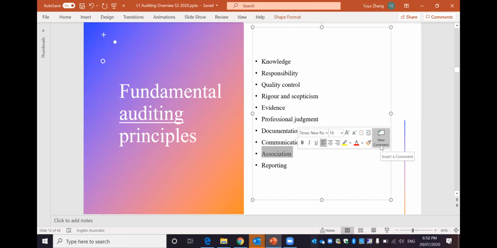Association. So everything should be linked together. The numbers, reports, people, auditor, clients, management. So a kind of association, kind of logical link with each other is important for auditors. We do need to get a very full picture of the organization rather than to just touch a simple part of this organization. Final reporting. So the final product of the audit assurance engagement is the report. You need to report it out.